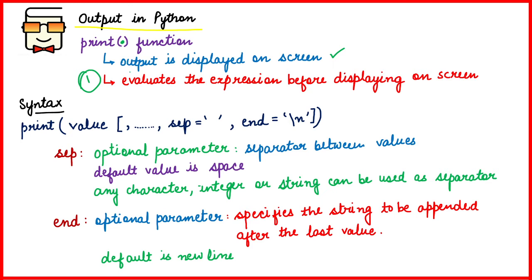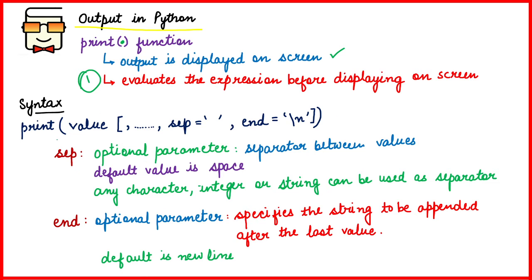So the print function can directly print a particular statement if it does not require any kind of calculation or evaluation. Otherwise, it has the functionality of first evaluating any kind of expression and then displaying that expression or statement on the screen. We'll see an example of this very soon.